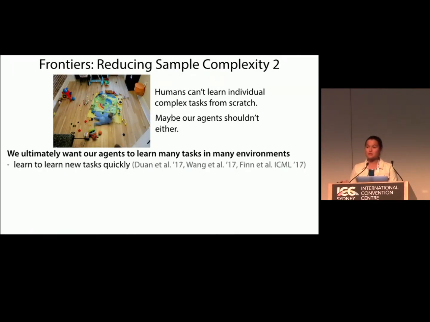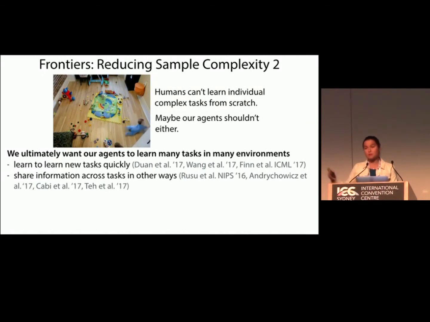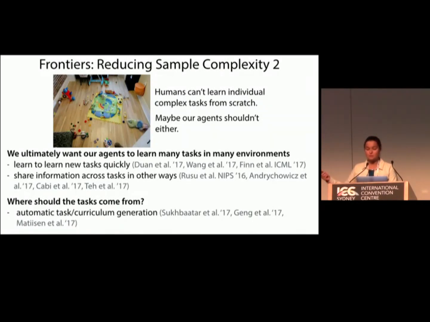So one thing we could do is we could try to have our agents be able to learn how to learn new tasks quickly. And this is something that humans are able to do. And maybe there are other ways that we can share information across tasks so that when our agent is learning multiple tasks, when it tries to learn a new task, it can learn much more quickly. If we're going to have our agent learn a lot of different tasks, where should those tasks come from? There's also been some recent works on trying to automatically generate tasks and automatically generate curriculums for learning.